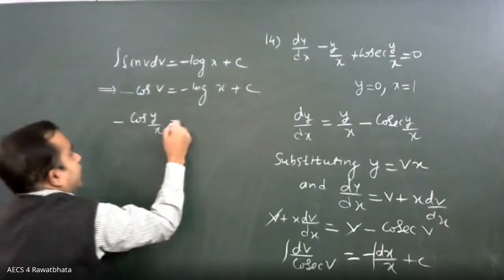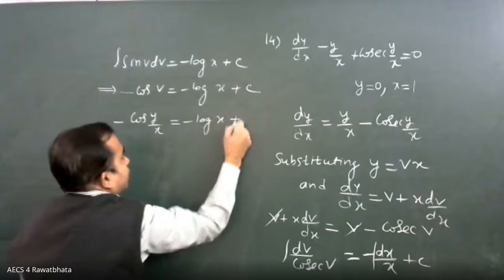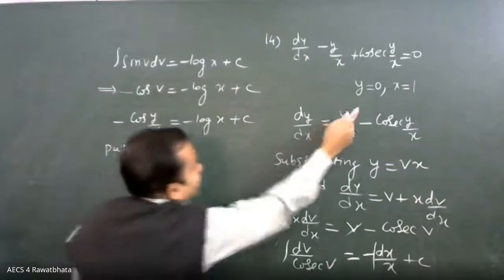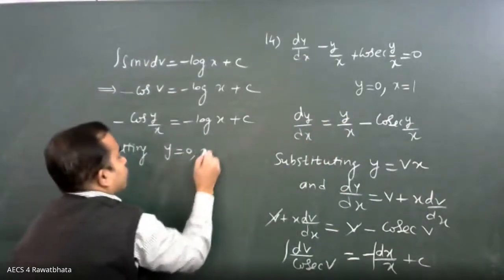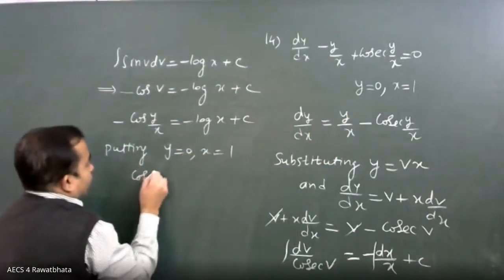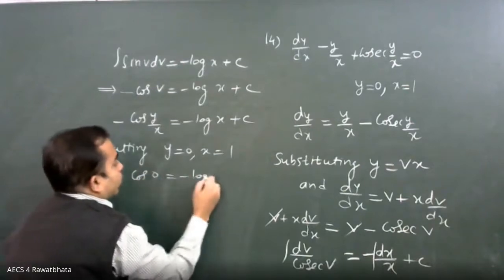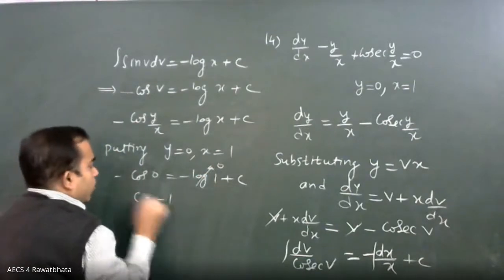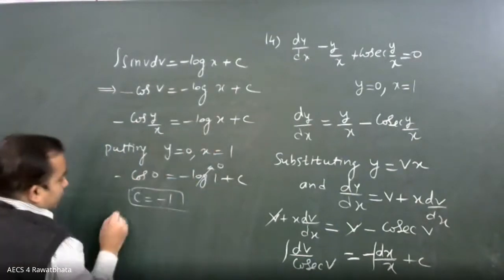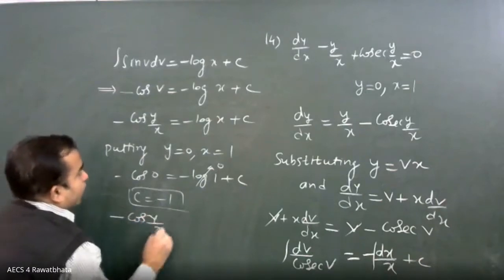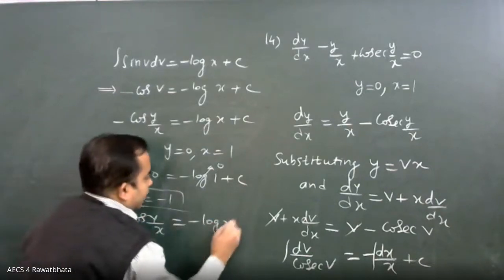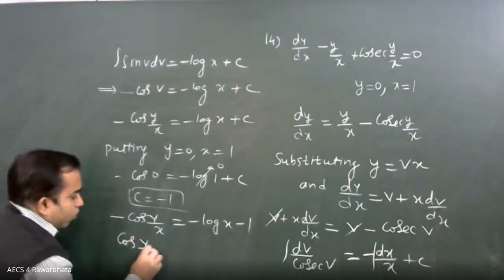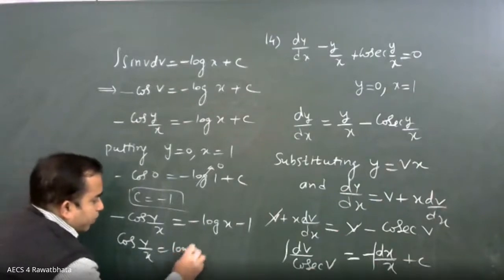General solution is ready. Now get the value of c. Putting the value of x and y which is given in the question, let us substitute. y equal to 0, x equal to 1. This will become cos 0 equal to minus log 1 plus c. Log 1 is 0, cos 0 is 1, so c equal to minus 1. Substitute again and declare the answer. Minus cos y upon x equal to minus log x minus 1. Minus common and cancel from both the sides, and cos y upon x equal to log x plus 1.